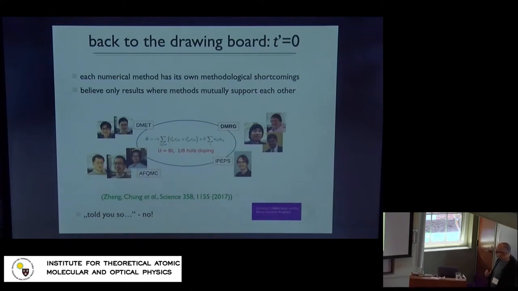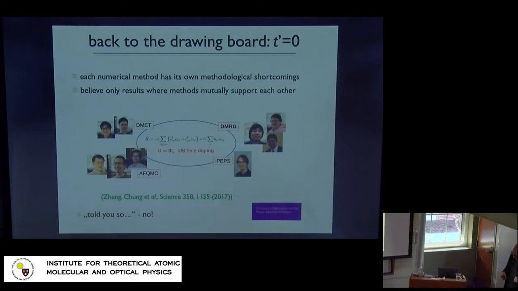And this idea really took off with this paper, which I was not involved in, but I think it's the basis of this entire work I will be showing in the talk, where various groups, DMRG, DMET, Auxiliary Field Quantum Monte Carlo, and iPEPS, you have heard and seen Philippe yesterday, came together to see basically where can these results be made to agree. Still, you don't have to believe each individual method, but if very different methods with very different shortcomings give the same result within error bars, then this is really strong.